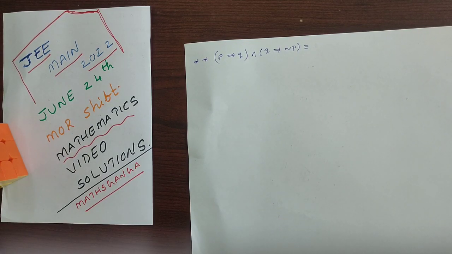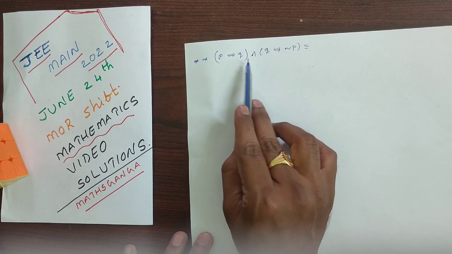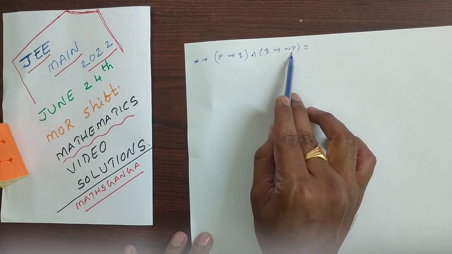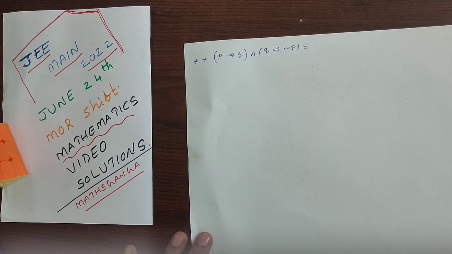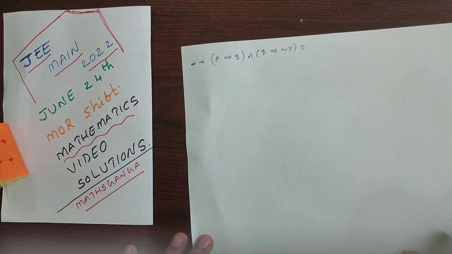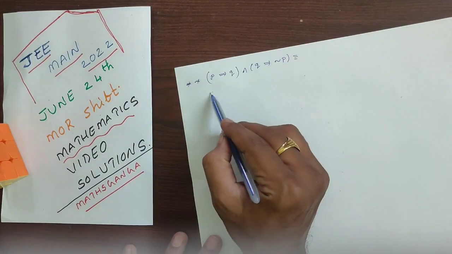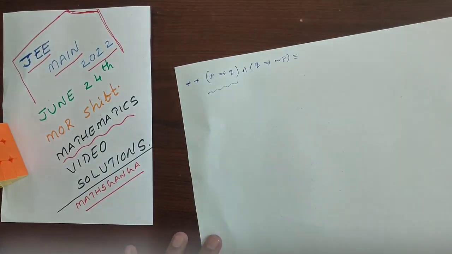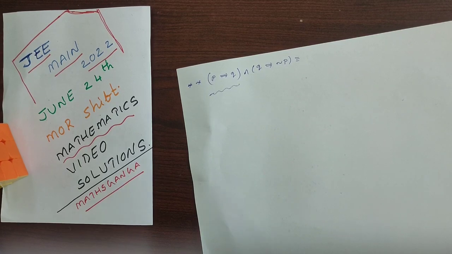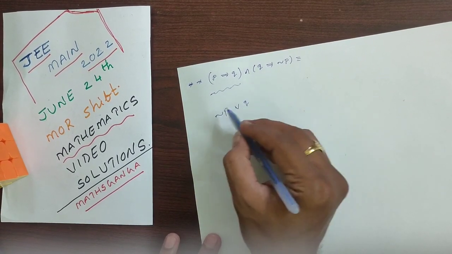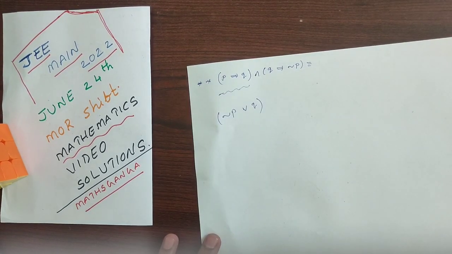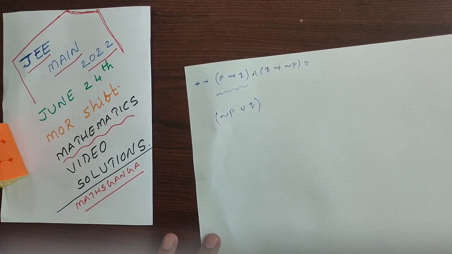First of all, look at the question. P implies Q and Q implies negation of P is given. We need to find its equivalent statement. So for that, I am going to use the laws of statements. For that, you need to know the equivalent statement for P implies Q. Already you memorized the equivalent statement for P implies Q as a formula. What is it? Negation of P or Q. Negation of P or Q is the equivalent statement for P implies Q.